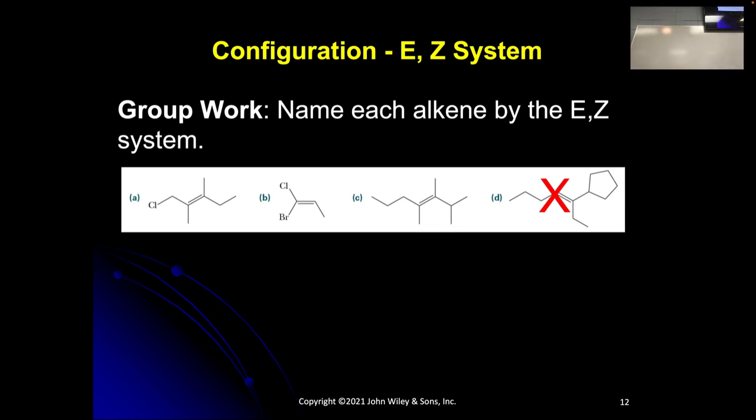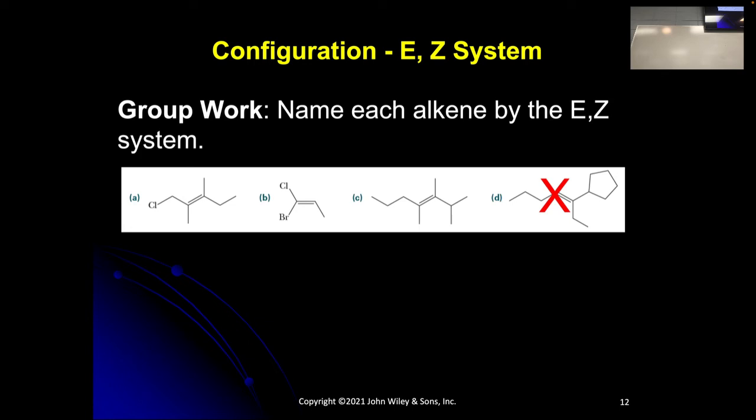All right, let's come back together. So on A, what's the first thing that we have to do? Find the highest one. The highest what? Well, not yet. We're naming, right? So what's the rule of naming? We always start with finding the longest parent chain. So what's the longest parent chain here?